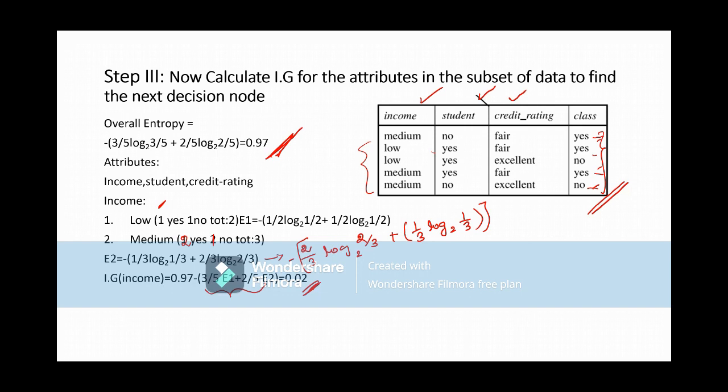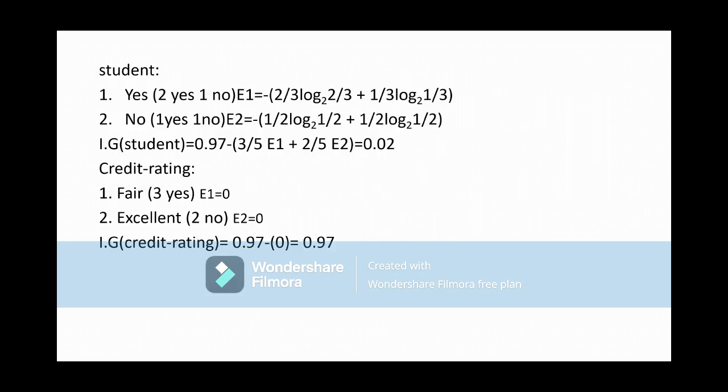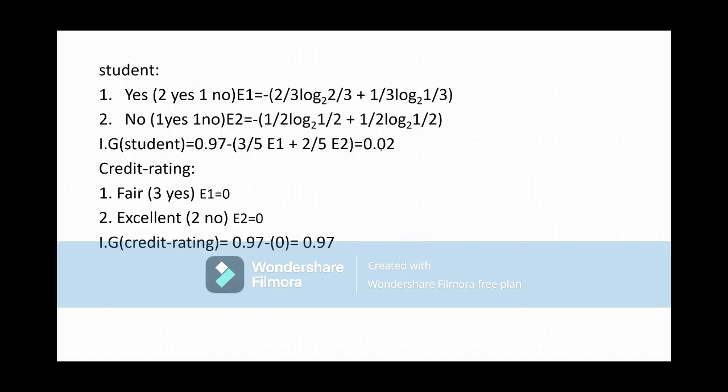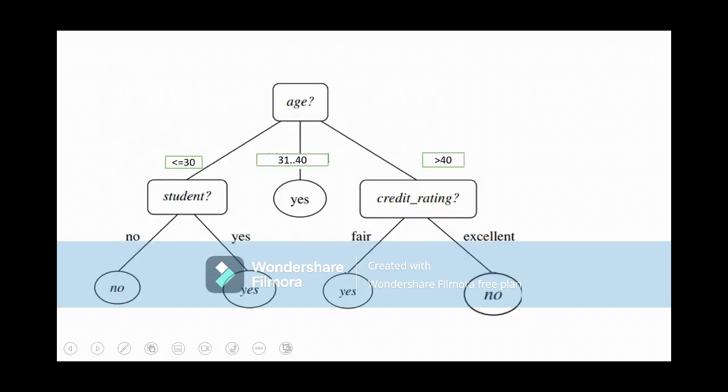So for student, there are two categories, yes and no. So if I'm taking yes, the class belongs to 2 yes and 1 no. If I'm taking no, there is 1 yes and 1 no. So calculate the entropy based on the values and the information gain based on the average entropy. So comparing these three values, the information gain for credit rating is high.